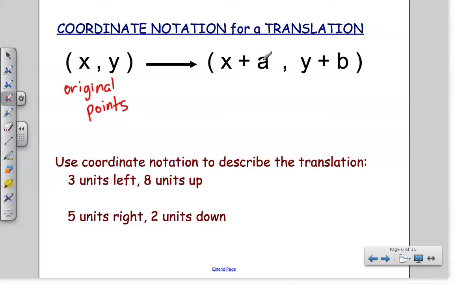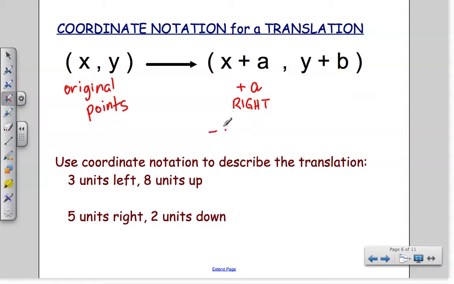Now, why do we have this plus a plus b? Because, first of all, x moves left and right, and by adding a number or subtracting a number, we can move left or right. And y goes up and down, so by adding a number or subtracting a number, we can move the original points up or down. Now, keep in mind, if I was adding a number here, x plus 3, x plus 5, x goes left and right. If you're adding to x, you're moving to the right.